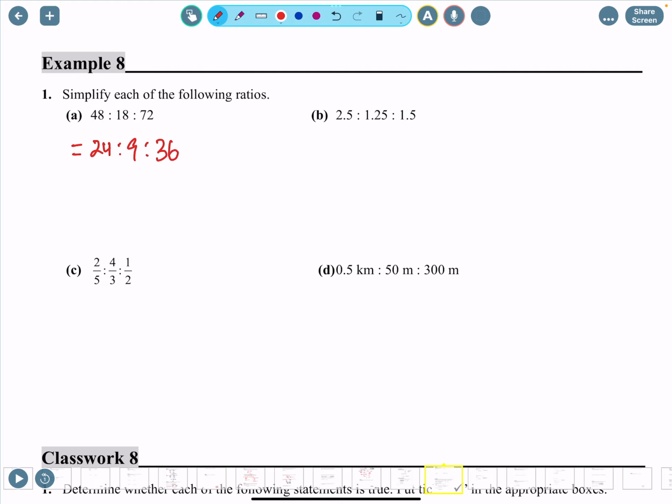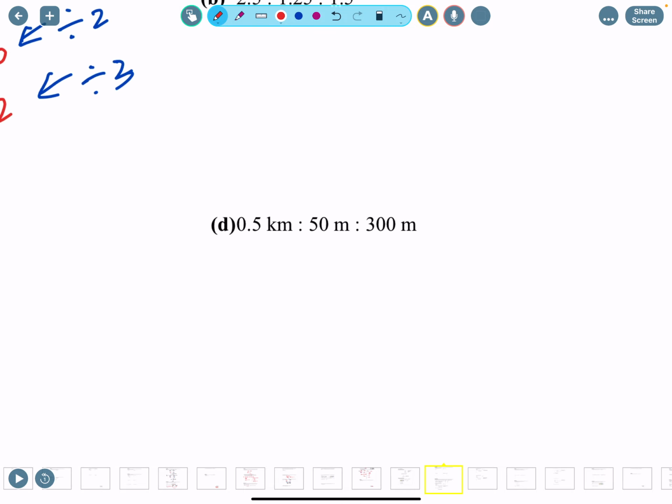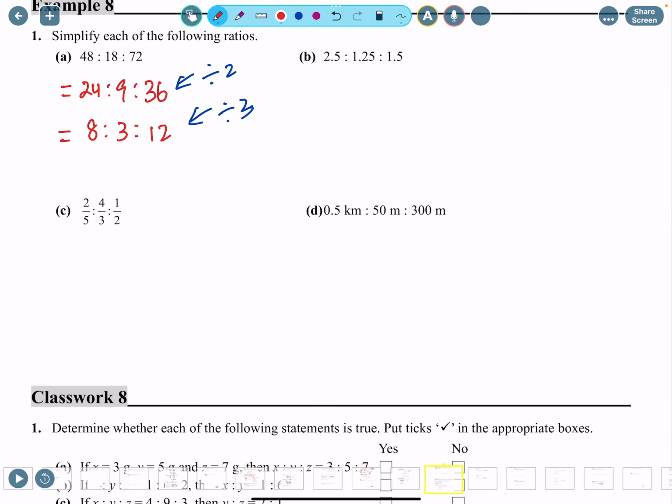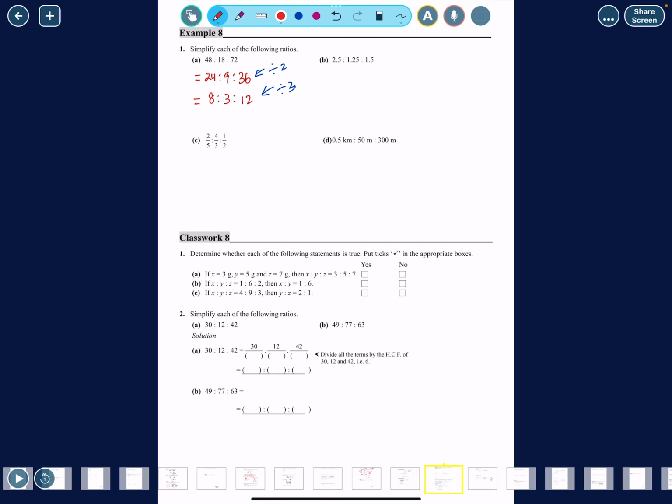Then think about whether you can divide further with another number. Yes, 24 divided by 3 is 8, 9 divided by 3 is 3, and 36 divided by 3 is 12. Make sure you're dividing everything by the same number. I'm skipping steps, but that's basically how we do it.